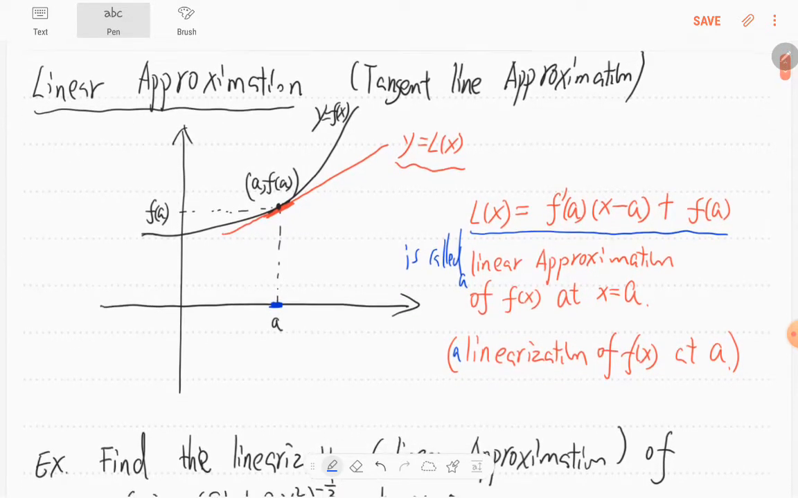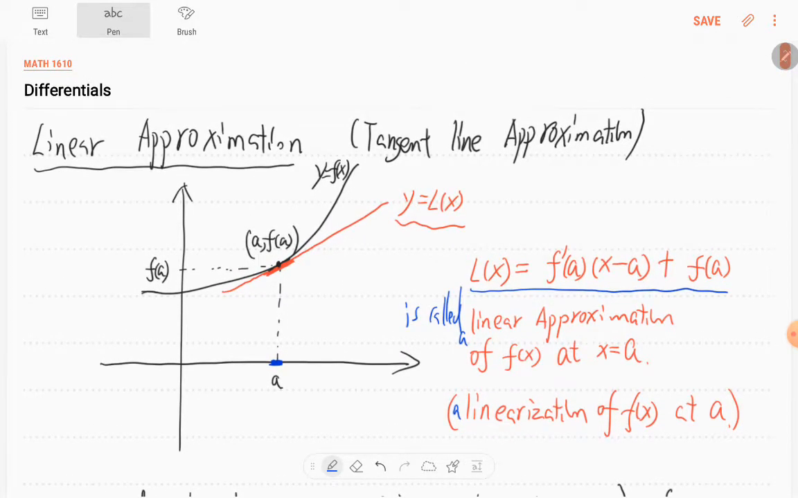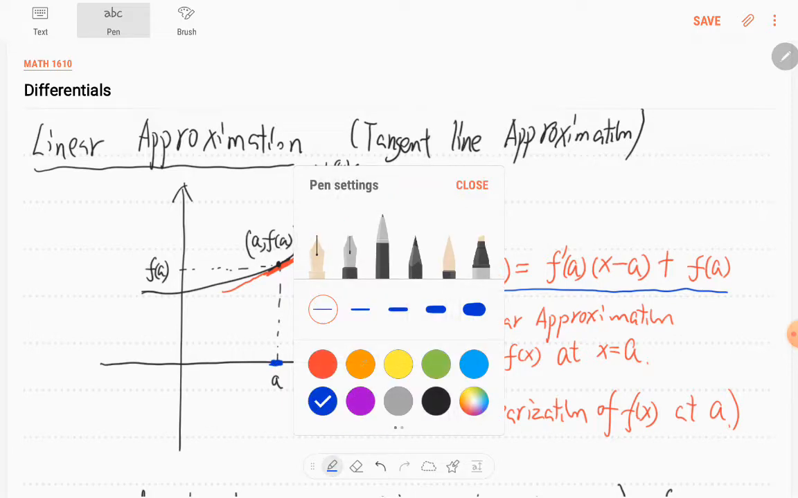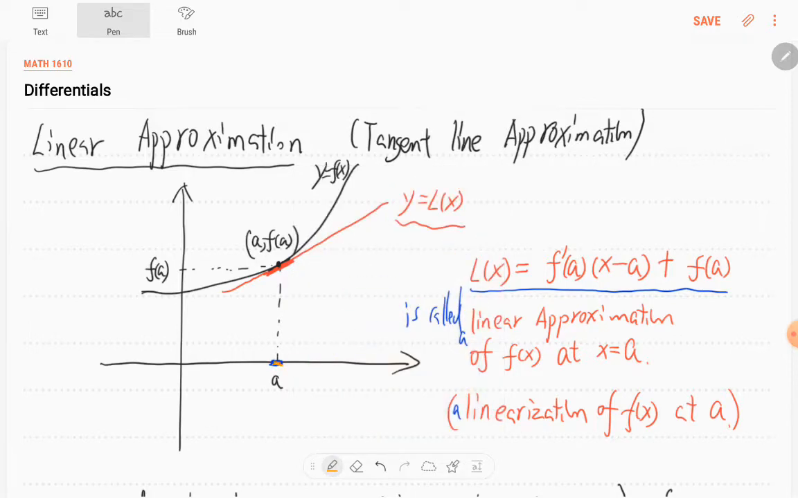So now let's look at why we want to study this linear approximation. That means when x is very close to a, for example here, you can see the black curve and the red curve are very close to each other. So in other words, instead of using the original function, we can use our tangent line at this part very close to a. You can use this tangent line to approximate our original function.